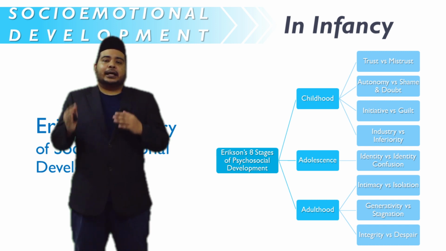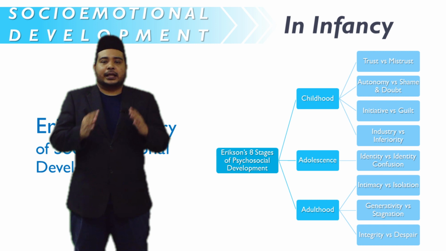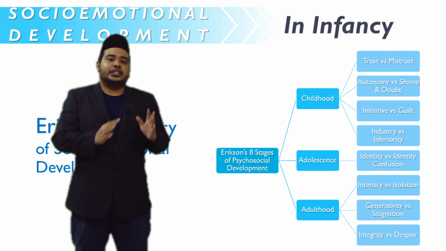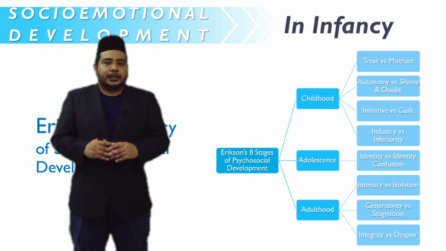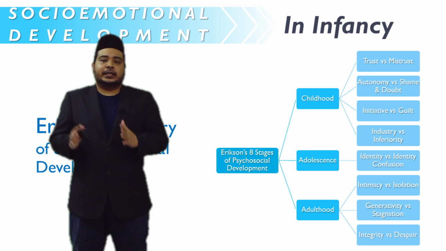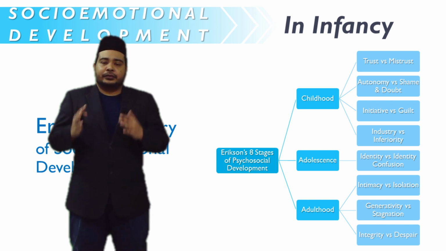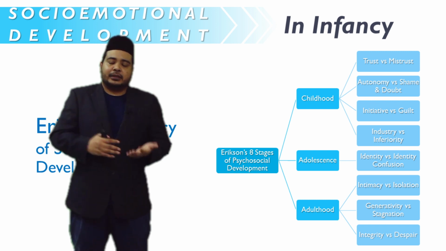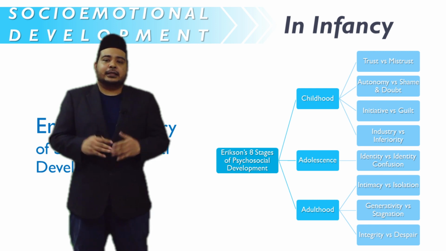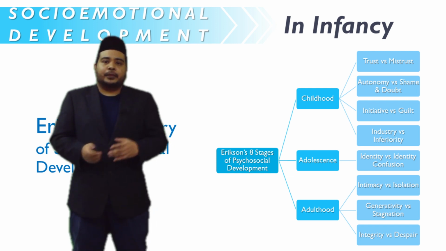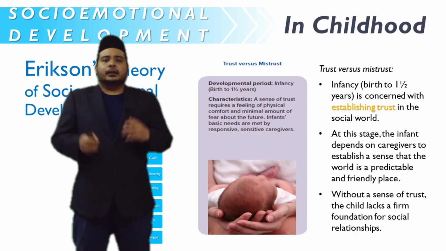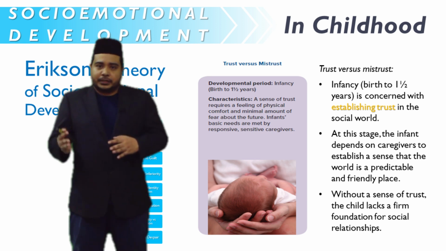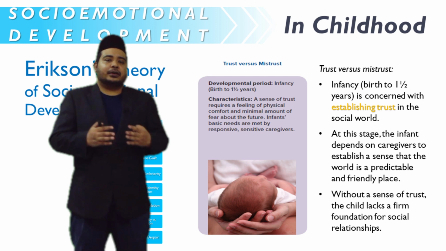The reason why I group the first 4 stages under childhood is because all of these 4 stages happen during the childhood period. Only one happens in adolescence, which is identity versus identity confusion, and 3 are in adulthood: intimacy versus isolation, generativity versus stagnation, as well as integrity versus despair. Okay, let's look at them one by one. Erikson's theory of socio-emotional development in childhood involves, like I mentioned before, the first 4 stages of his theory.